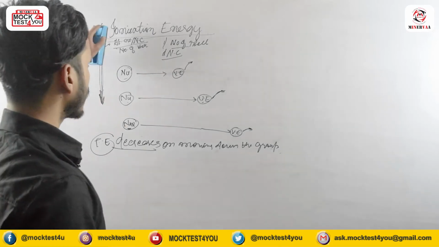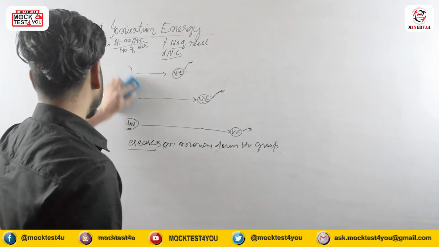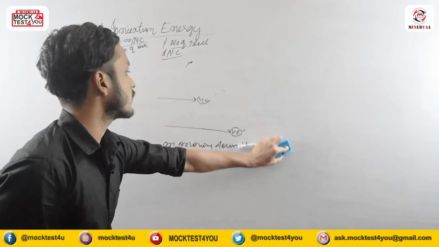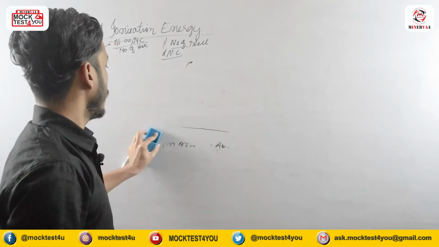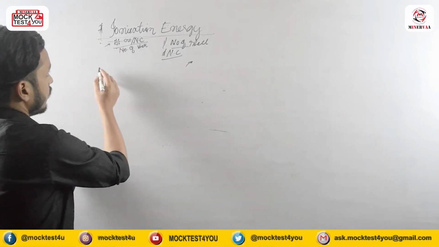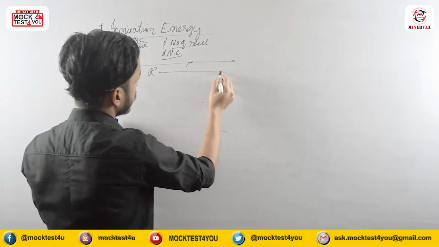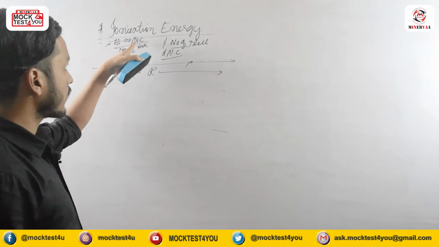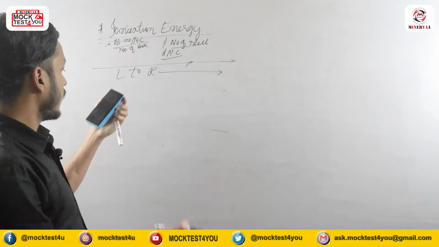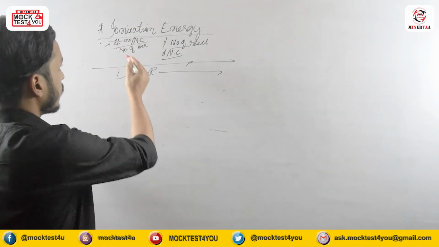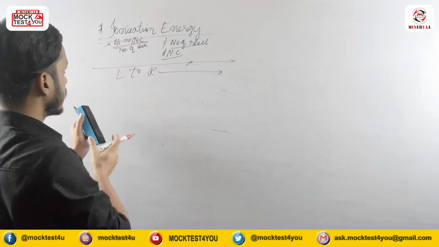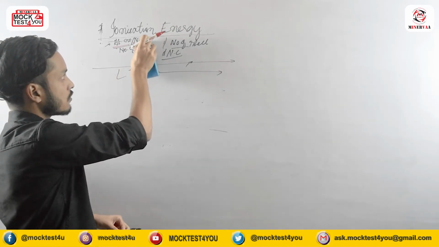Now next, when we talk about across the period, what are the things which were increasing? Same thing. When we are going from left to right across the period, what was happening here? Atomic number was increasing, same as before, and after that nuclear charge was increasing, but the number of shells was not increasing, right?